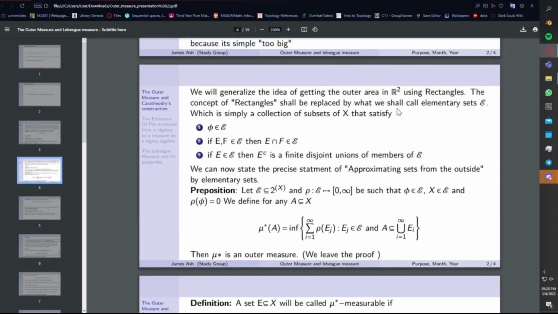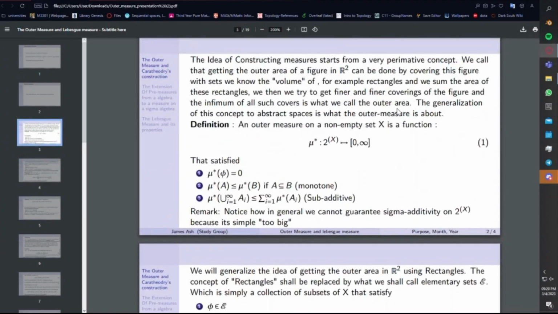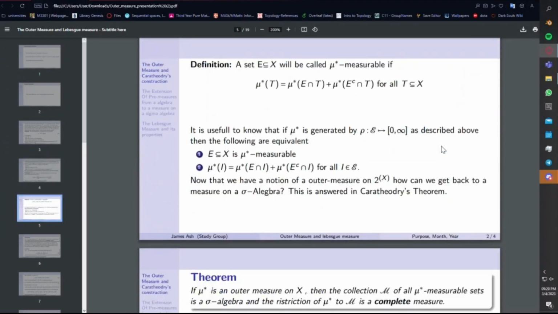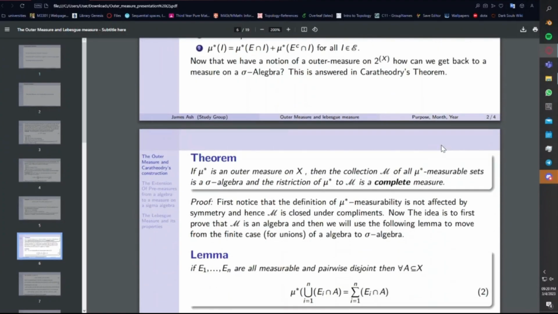So as I was saying, okay, cool. We have an outer measure. It's on the power set, but how do we get a measure from this? Well, Carathéodory theory tells us that first of all, the set of all mu star measurable sets gives us a sigma algebra. And it's more than that, the restriction of the outer measure to this set is going to be a complete measure, which is quite a strong result, actually.